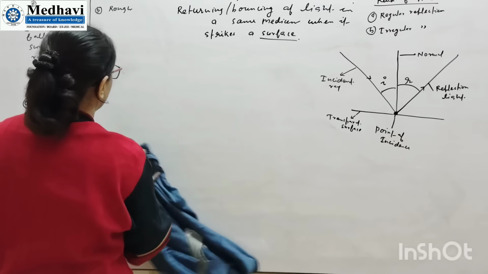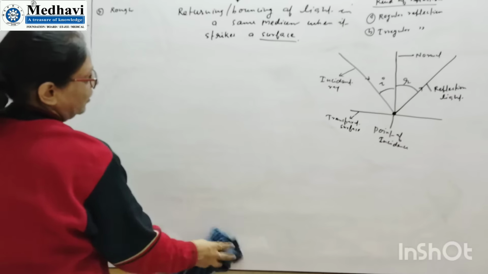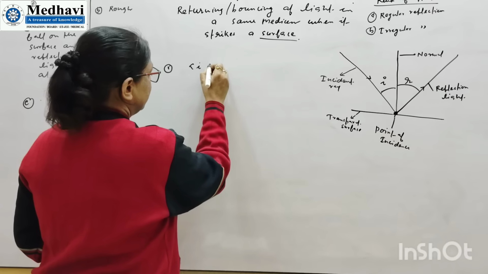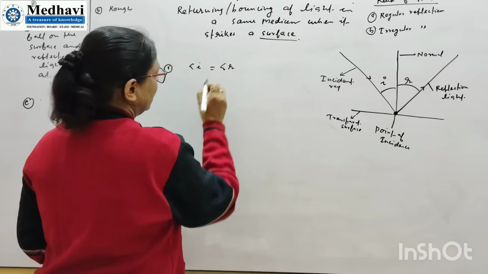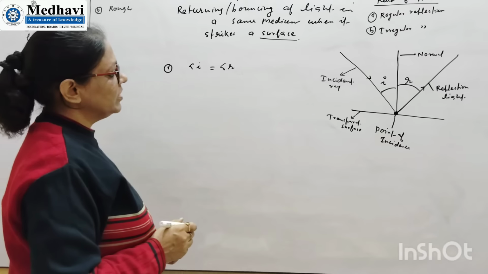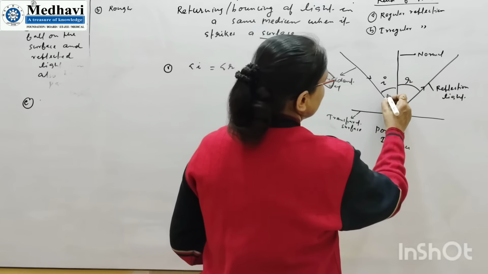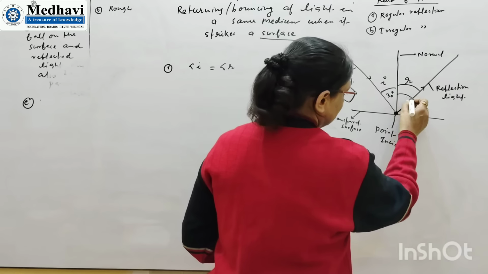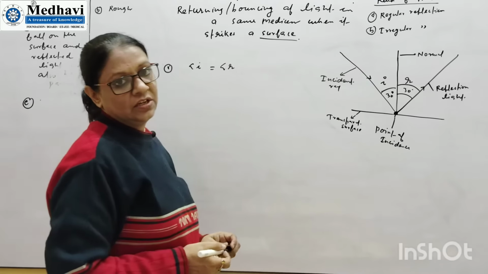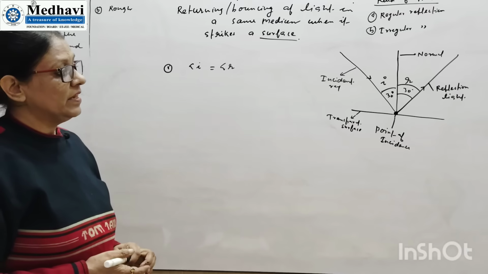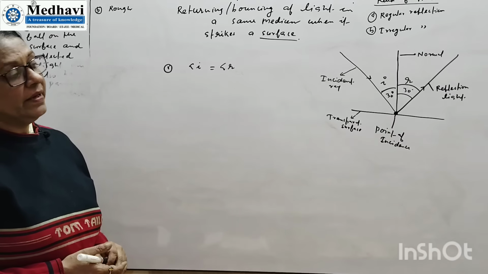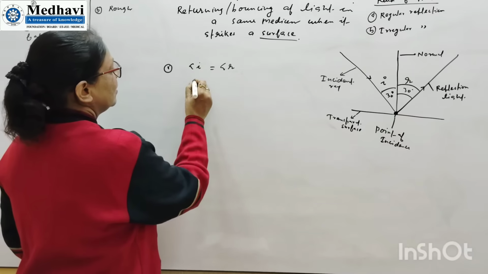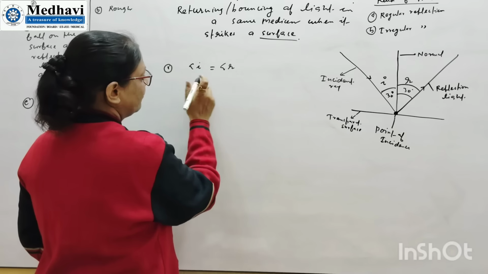So the first law is that the angle of incidence is equal to the angle of reflection. Suppose light strikes the surface with an angle of 30 degrees, then it will be reflected with also an angle of 30 degrees. So the angle between the incident ray and the reflected ray will be 30 plus 30, that is 60 degrees. So the angle of incidence is equal to the angle of reflection.